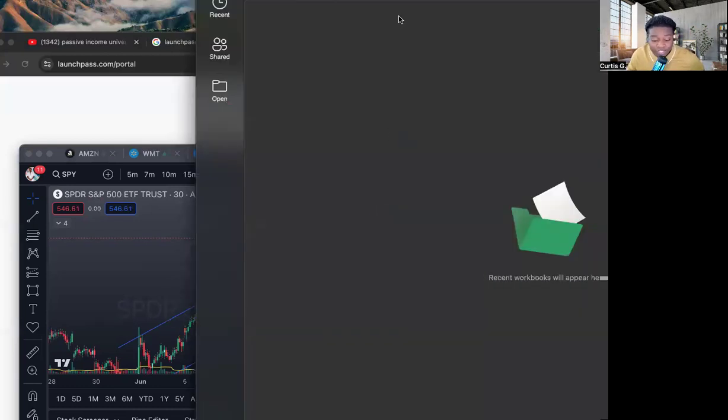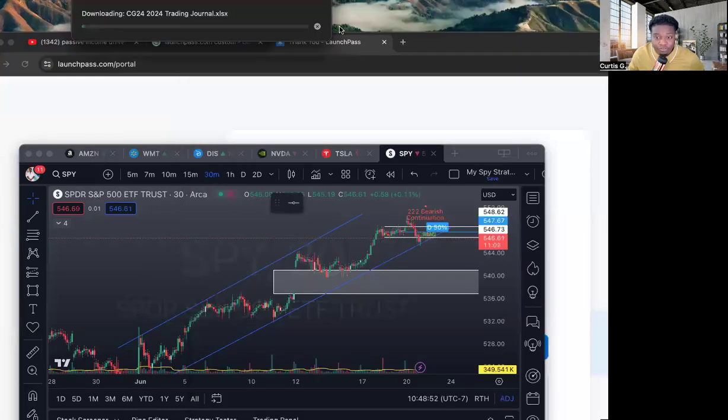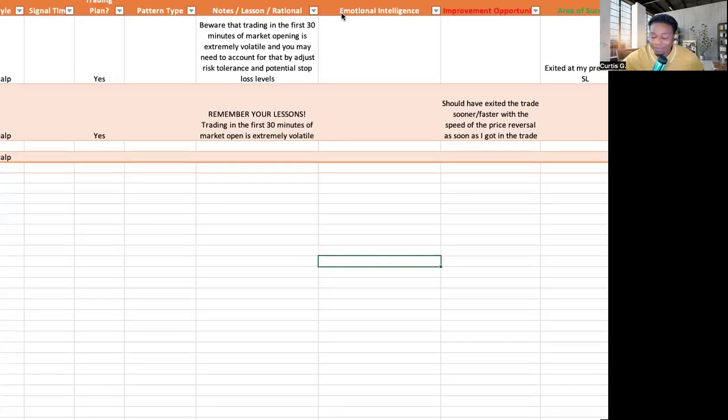So put a 1 in the chat if you did some trades today and you put it in your trading journal. Give me a 1 in the chat if you took some trades today and you put it in the trading journal. If you took trades today and you put them in your trading journal, put a 1 in the chat.